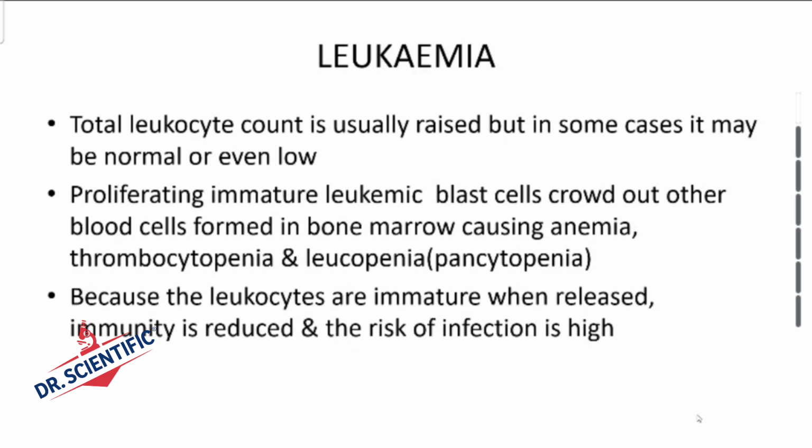Because the leukocytes are immature when released, immunity is reduced and the risk of infection is high. So generally, in leukemia, the white cells don't mature fully. The majority of them don't mature fully. And so the immunity, because white cells generally are the ones that help us with defense of the body. So if you have that decreased immunity, then you have high risk of infection. So people with leukemia tend to have other infections. The risk of infection for them is higher.